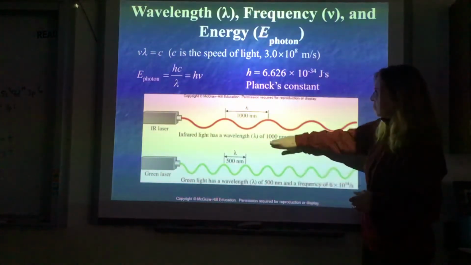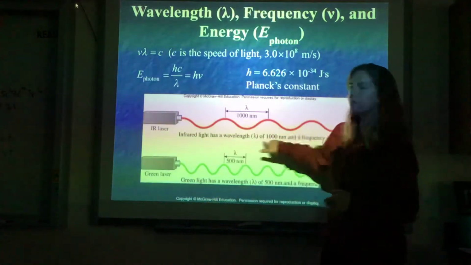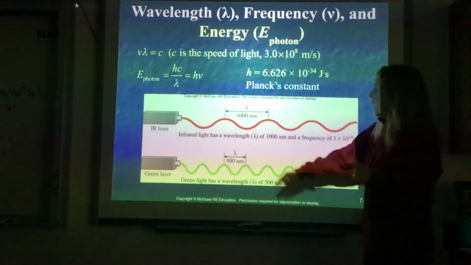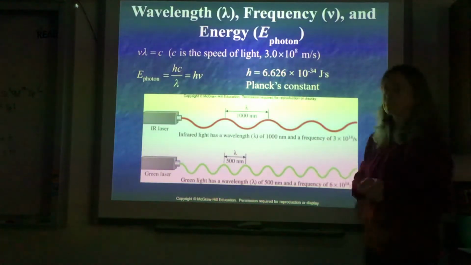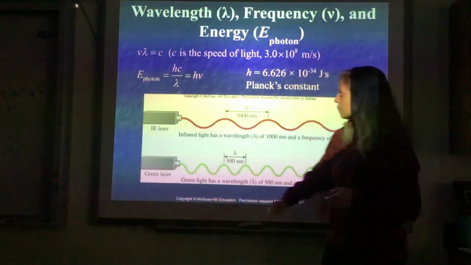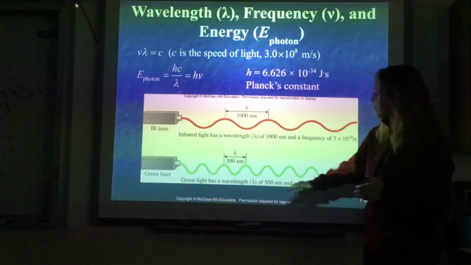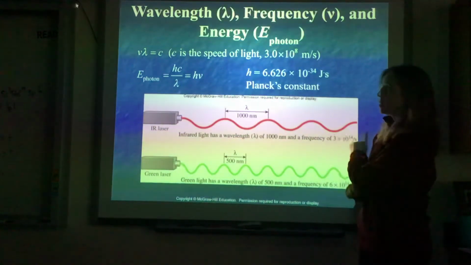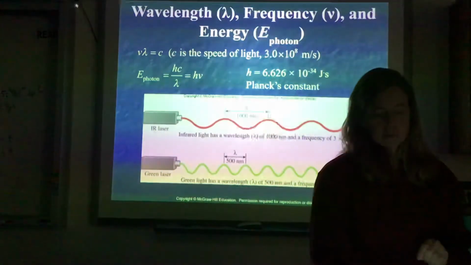Now, here you have two types of light. You have your infrared laser light, you know those little laser pens that you shine, and it has a wavelength of 1,000 nanometers and a frequency of 3 times 10 to the 14. You also have green light that has a wavelength of 500 nanometers and a frequency of 6 times 10 to the 14. We're going to talk about this in a minute, okay? So just hold on to that and what I just showed you.